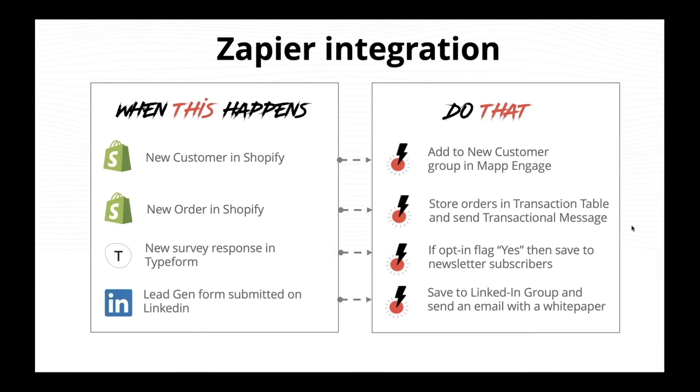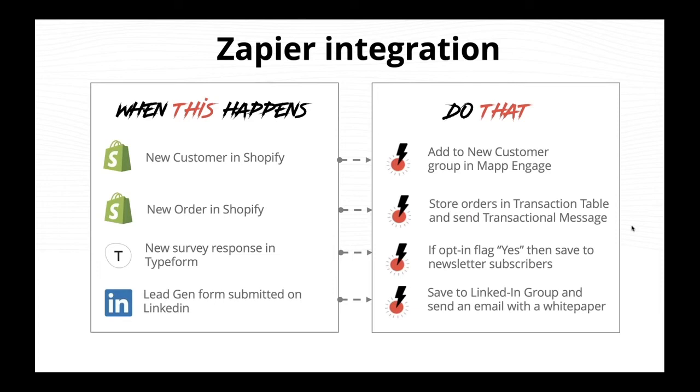So here are some examples of what you could be doing with the Zapier integration. Let's say you are using Shopify: every time there's a new customer added in Shopify, you can push them directly into a new customer group in Mapp Engage. Or if there's a new order in Shopify, you can store those orders in a Mapp transaction table.